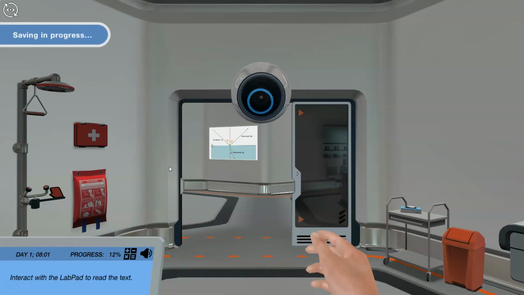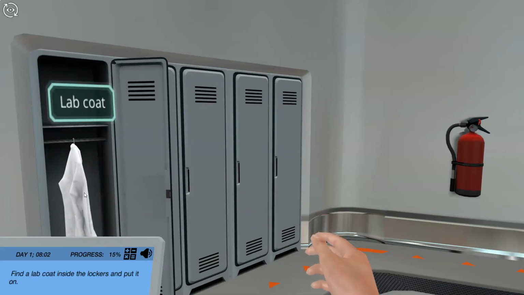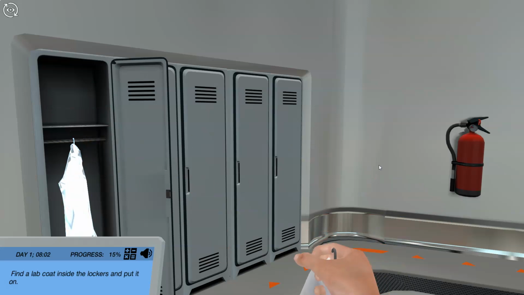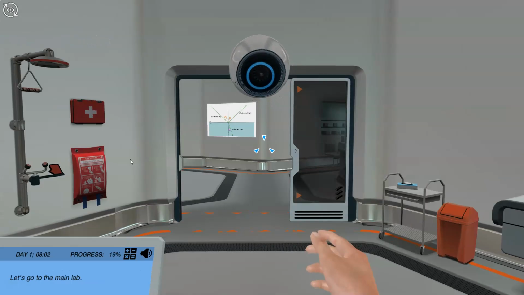Good, you're back. Let's not waste any time and get started with your first mission. Find the lockers and open one of them. Find a lab coat inside the lockers and put it on. Great. You look ready for lab work. Let's go to the main lab.